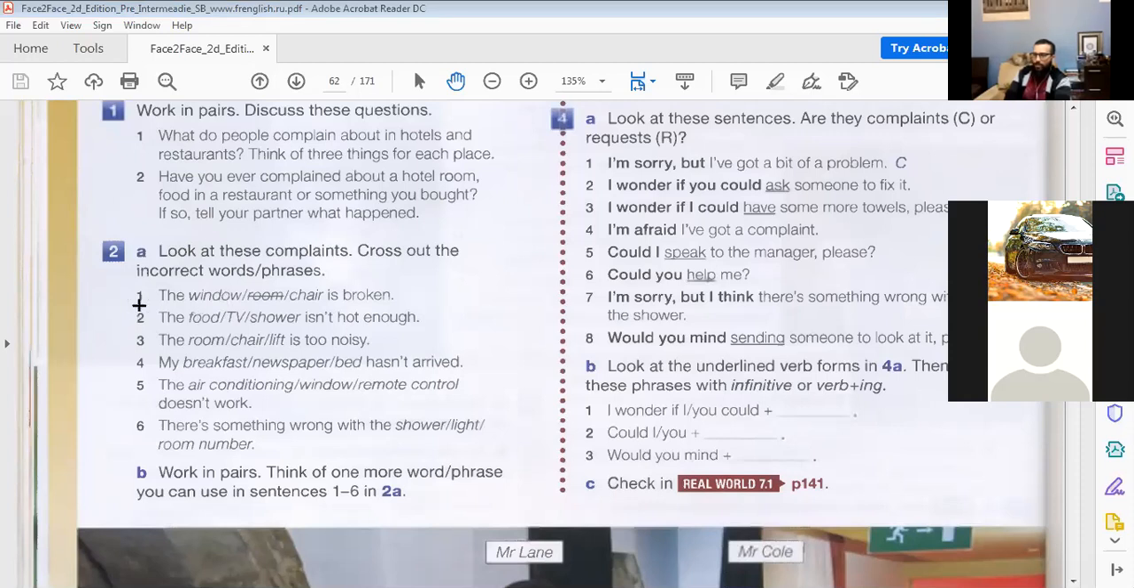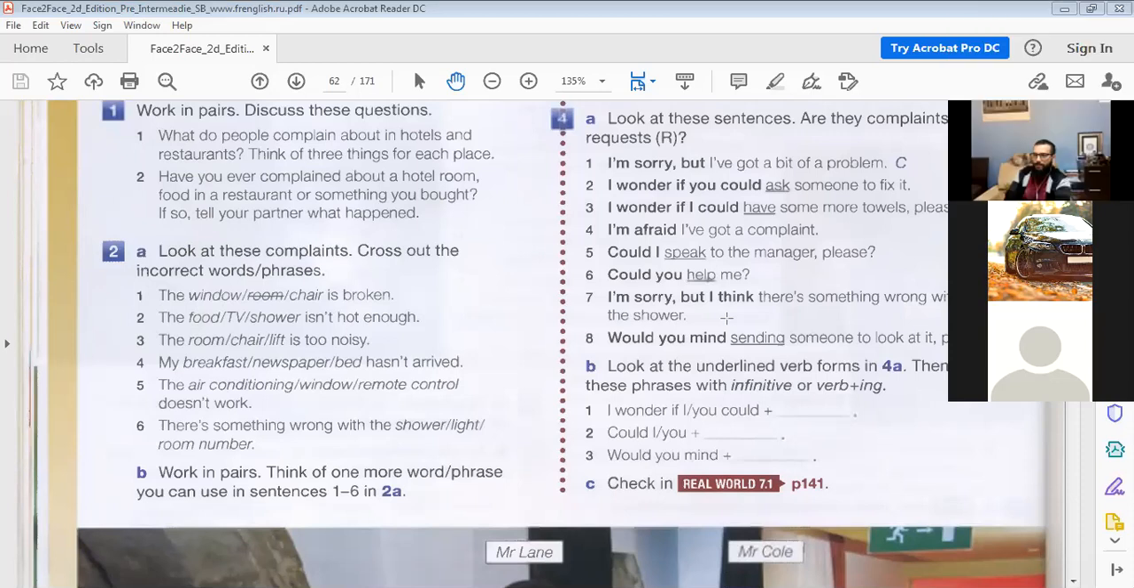What about number two? Which one is the wrong word? What do you think? TV, I think. Right, the TV. So can we say the TV isn't hot enough? No, because we don't use TVs for heating. So, okay. What about number three?